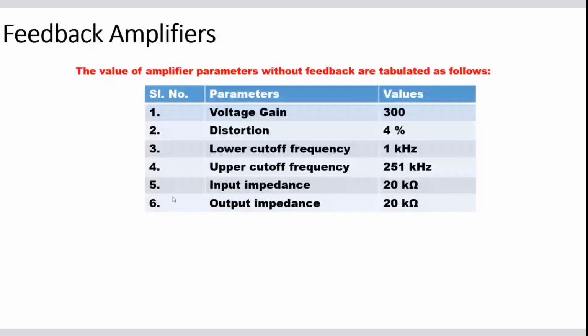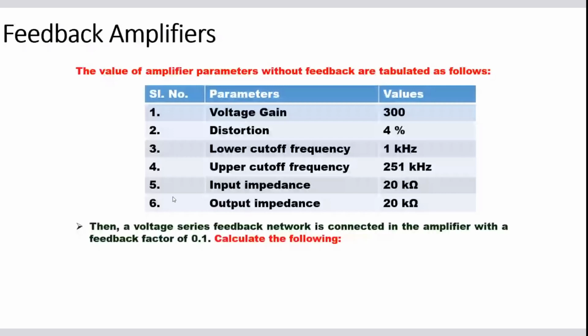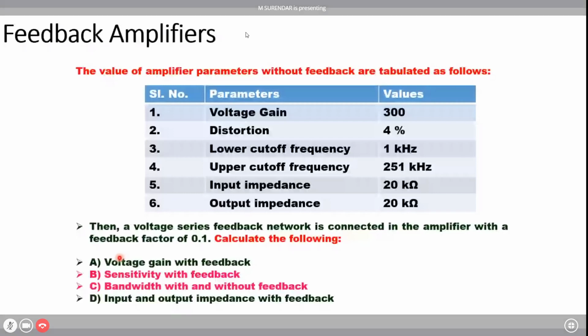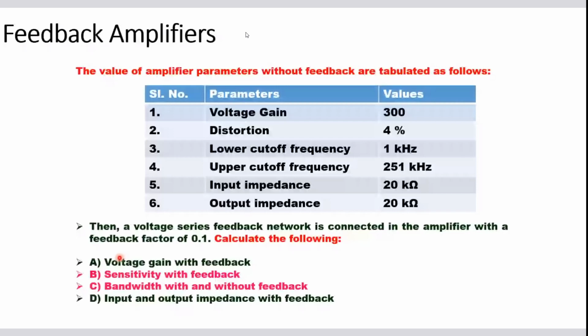So for 10% feedback, that means the feedback factor is 0.1 here. The things we have to calculate are voltage gain with feedback. That is very straightforward. You just have to apply that formula: AF is equal to A divided by 1 plus A beta. And sensitivity, bandwidth with and without feedback. Without feedback, you can directly get it, just upper cutoff frequency minus the lower cutoff frequency, whereas with the feedback, you want to find it.